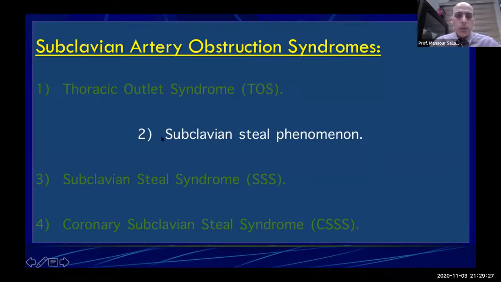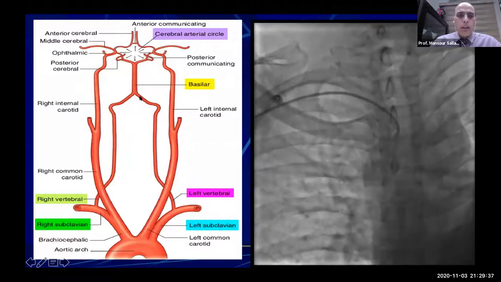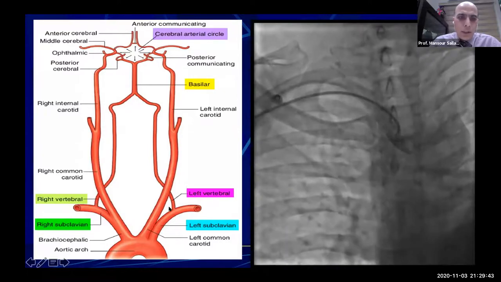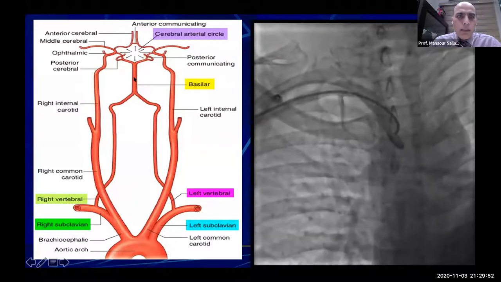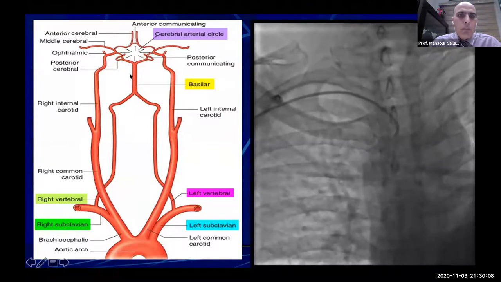The second issue that I would like to discuss with you tonight regarding subclavian artery obstruction syndrome is the subclavian steal phenomenon. What is the subclavian steal phenomenon? In the normal vascular anatomy, we discussed clearly that the vertebral arteries originate from the first part of the subclavian artery. They course superiorly and posteriorly, and they merge together to form the basilar artery. Together with both internal carotid arteries, they form the circle of Willis, from which the main blood supply of the brain arises. So it is a balanced circulation between both vertebral arteries, the basilar artery at the end, and both internal carotid arteries.